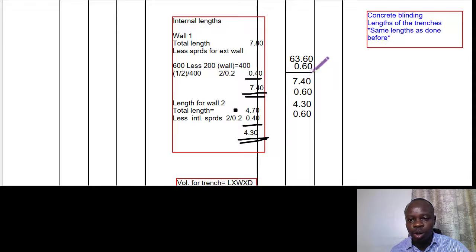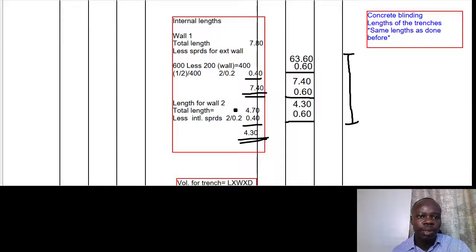So we have that, you underline to show that it's in square meters, and then you do the same for that, and then you do the same for that item 3. Okay, so once you have that, then you've now calculated concrete blinding. Of course, always remember to do your bracketing before you do your description. So that is how it goes.